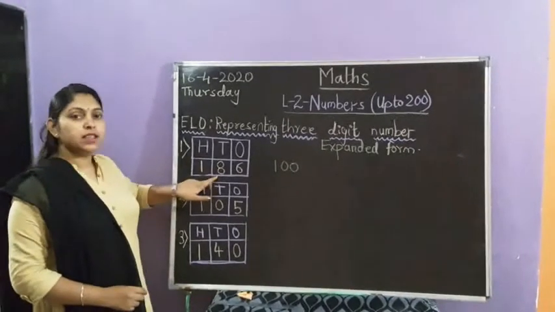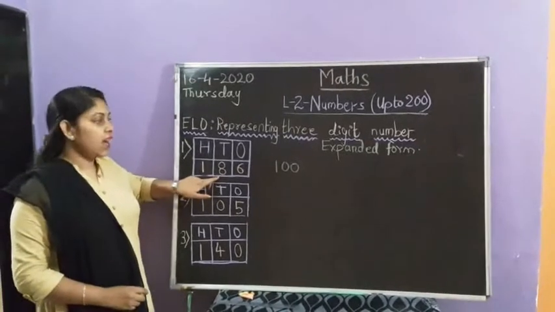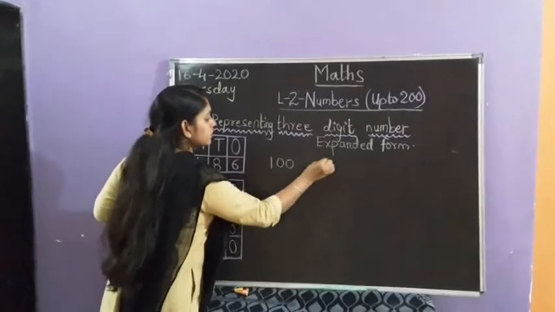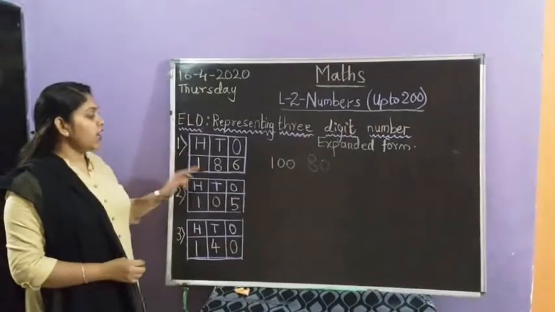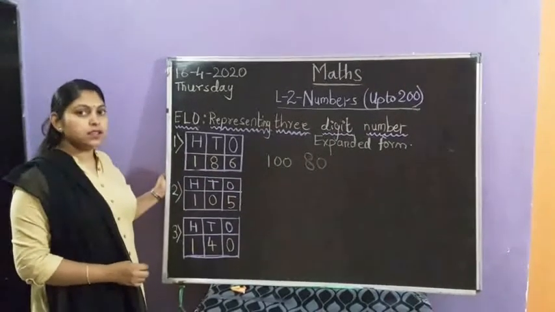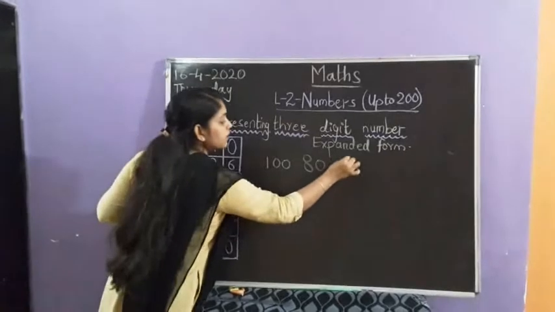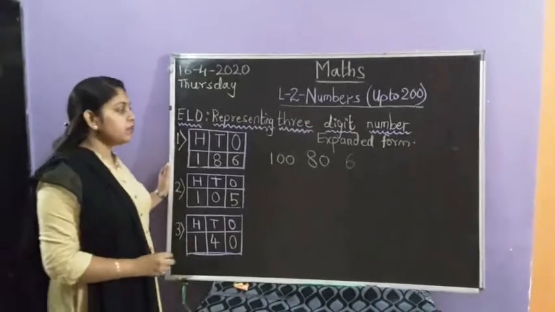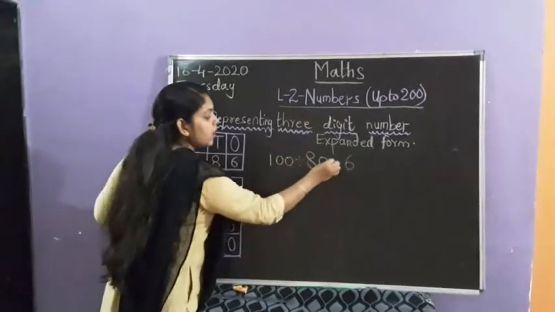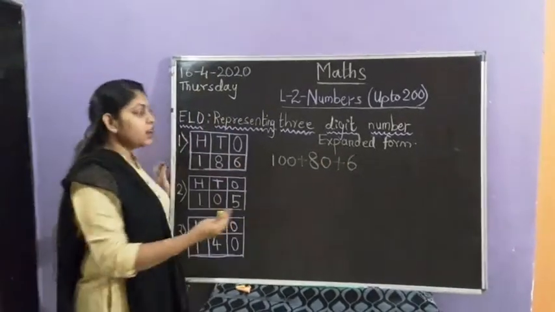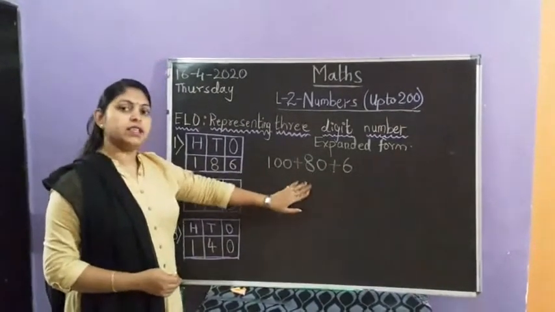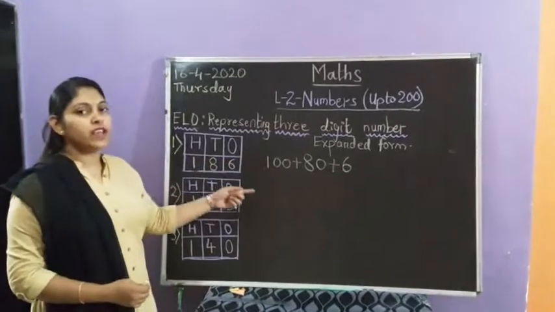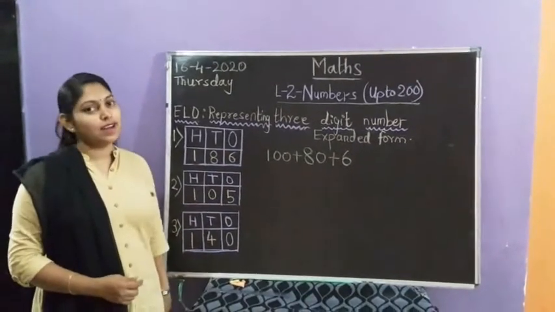Now we have our second digit, that is 8, and place value of 8 here is 80. Then we have 6 in ones room. So we will write the place value of the digit 6 as 6, and we will add all these numbers. To check, we can see 100 plus 80 is 180 plus 6 is 186. So this is how we expand any 3-digit number.